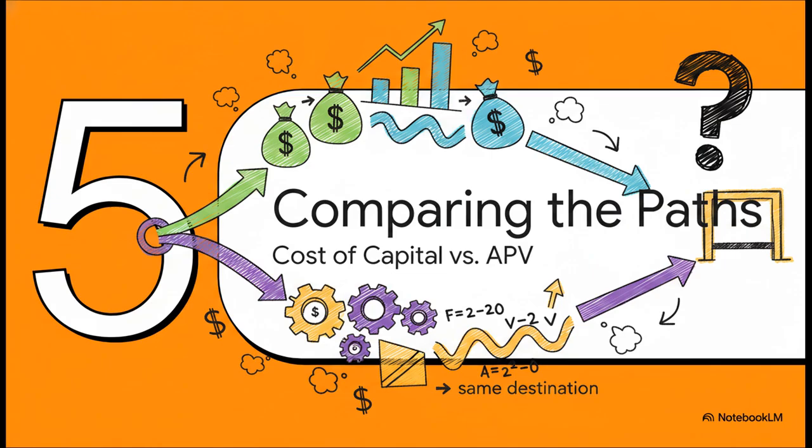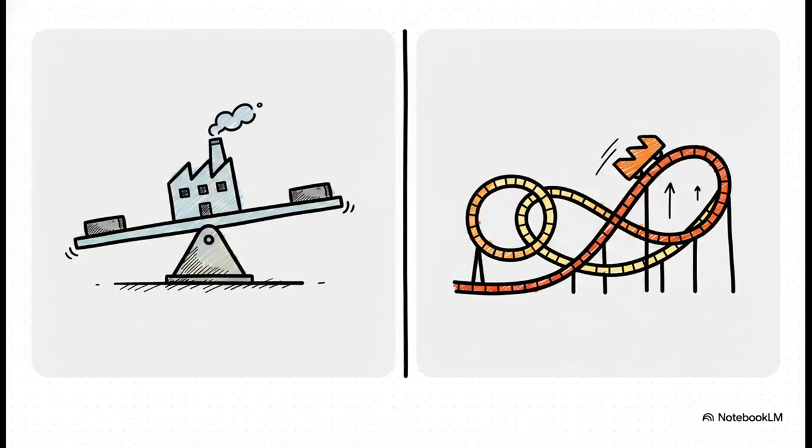All right, our final stop, Section 5, comparing the two paths, cost of capital versus APV. Both of these paths are trying to reach the exact same destination. So how do you choose? Well, it's not just about which math you prefer. It really comes down to the reality of the company's borrowing habits. The cost of capital approach is fantastic for ongoing, stable firms that maintain a steady proportion of debt. If a company targets a permanent 30% debt ratio, WACC is absolutely your best friend.